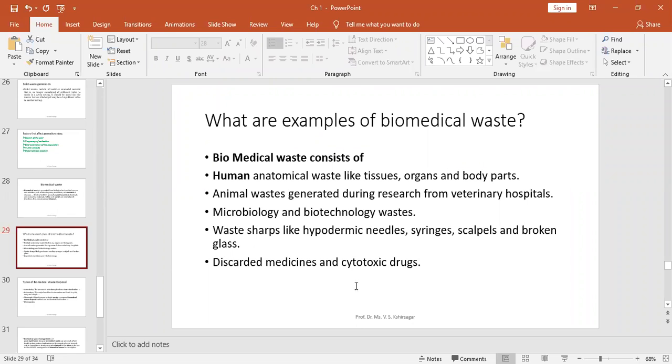So I request you all to write down these types of waste under biomedical waste. Write down biomedical waste.